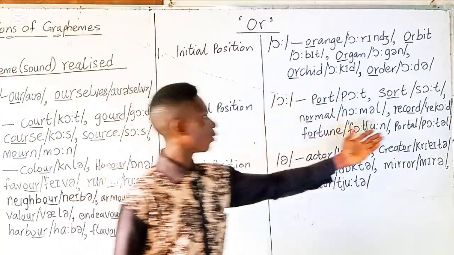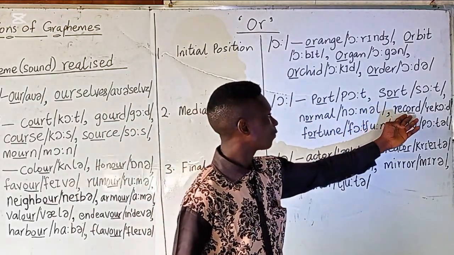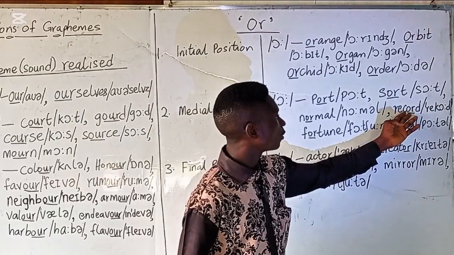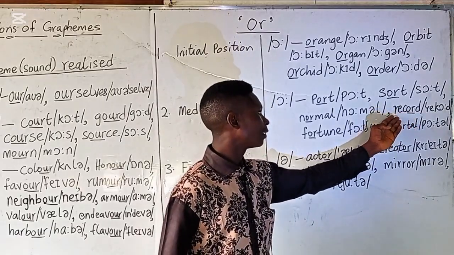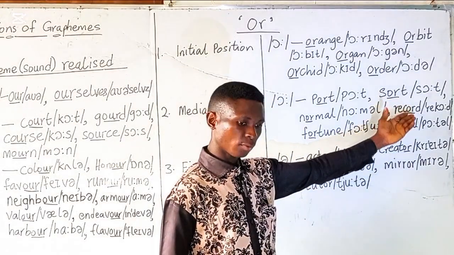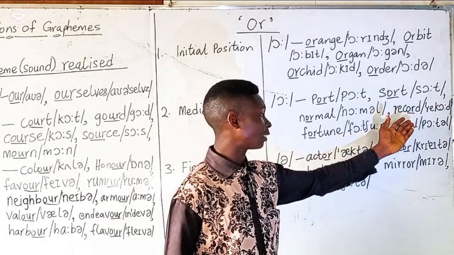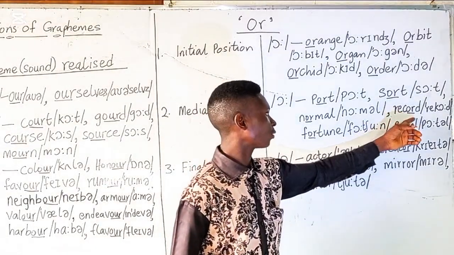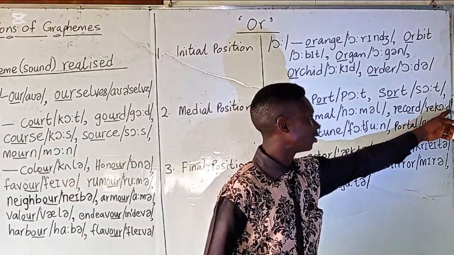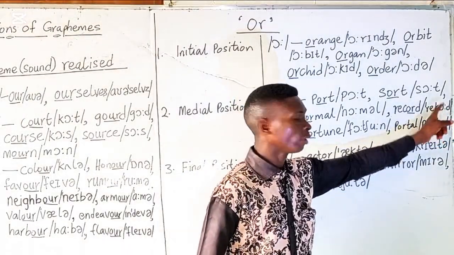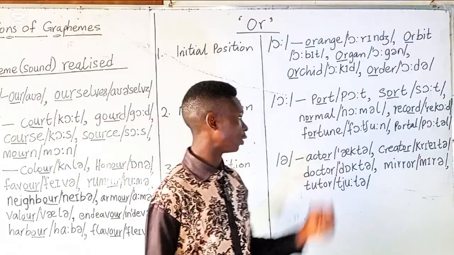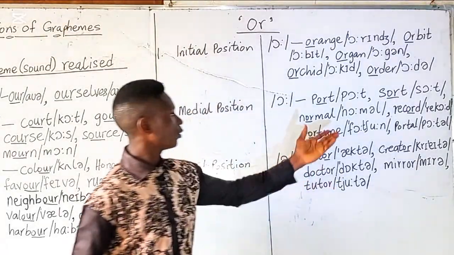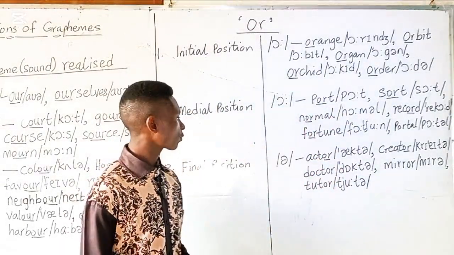You may question, this one we have the O sound at the second syllable. We are considering syllable, not the whole word. So it is still at the medial position because we have k and d here. So the O sound is at the medial position. We have fortune and portal.